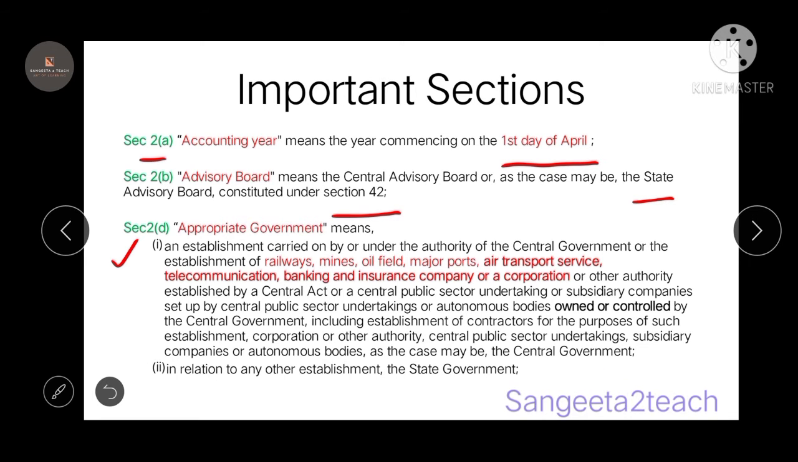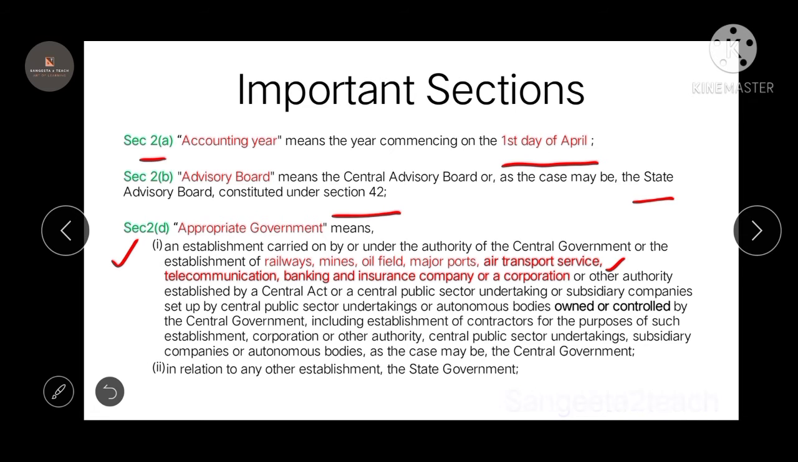Coming to the appropriate government. So what is the definition of this appropriate government? Previously, we know that the central government would deal with the railways, mines, oil fields and major ports. But now we have air transport services, telecommunication, banking and insurance companies, and also the corporations will fall under the central government. Got the point? Previously it was only mines, railways, oil fields, etc. But now it is also including air transport, telecommunication, banking and insurance companies under the central government.